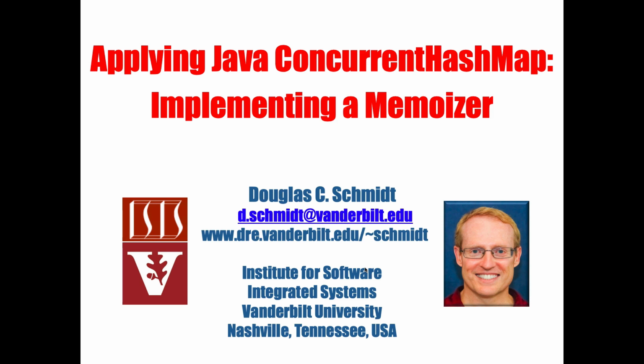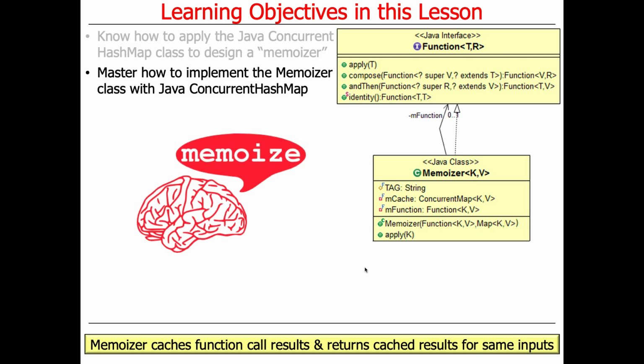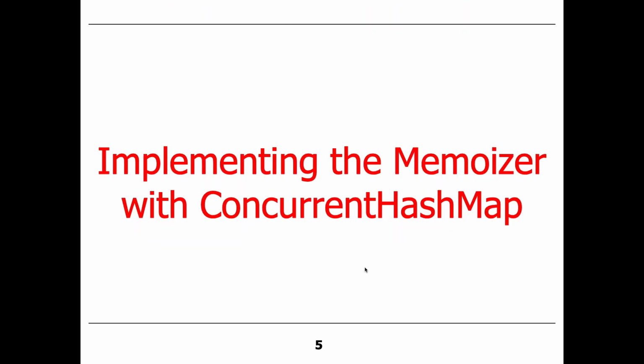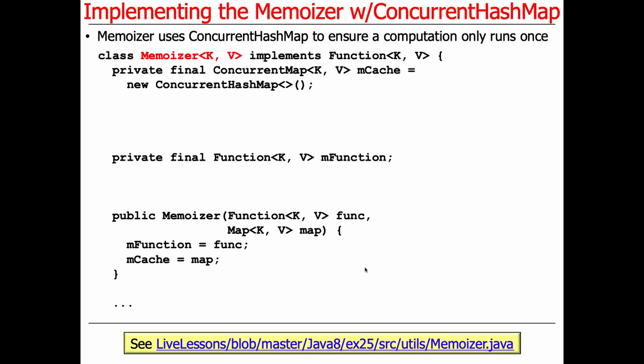So now that we've talked a bit about how to design a memoizer, namely use a concurrent hash map, implement the function interface, and use computeIfAbsent, atomic check-then-act semantics, let's talk about how to actually implement this class. And we're going to use the concurrent hash map, of course, to do it.